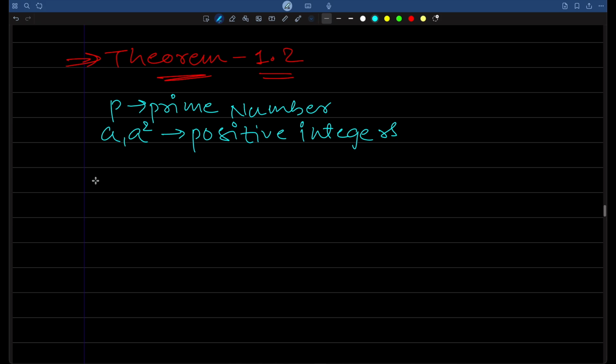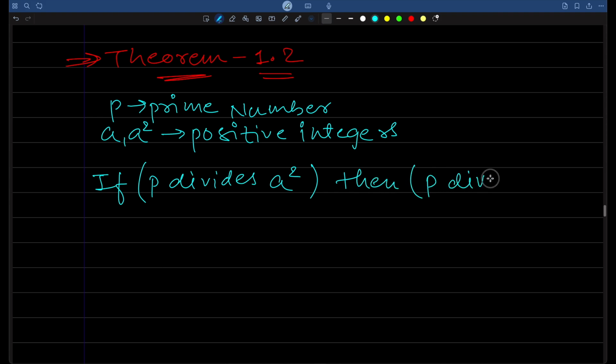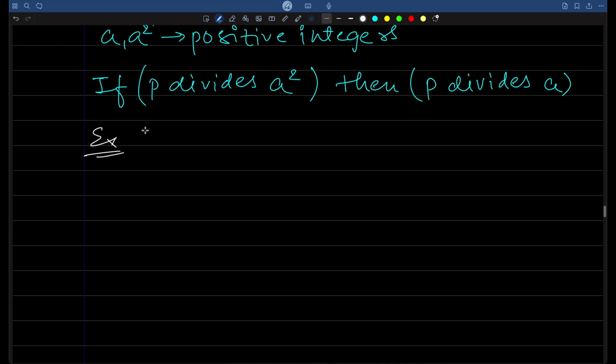The statement is: if P divides A square, then P divides A. If I take one small example, that is, if I take prime number as 3, positive integer A equals 21, A square equals 21 whole square.